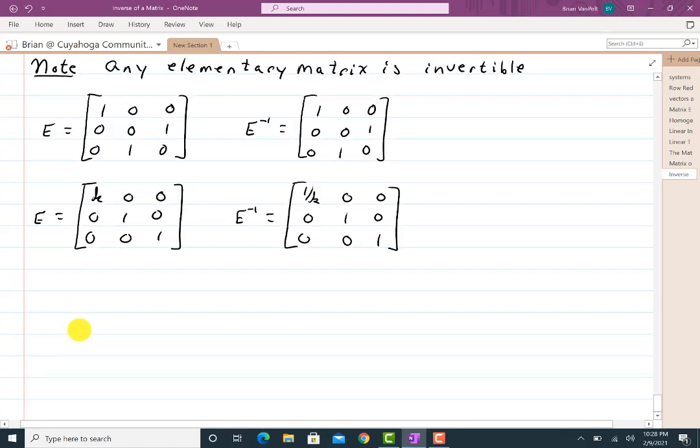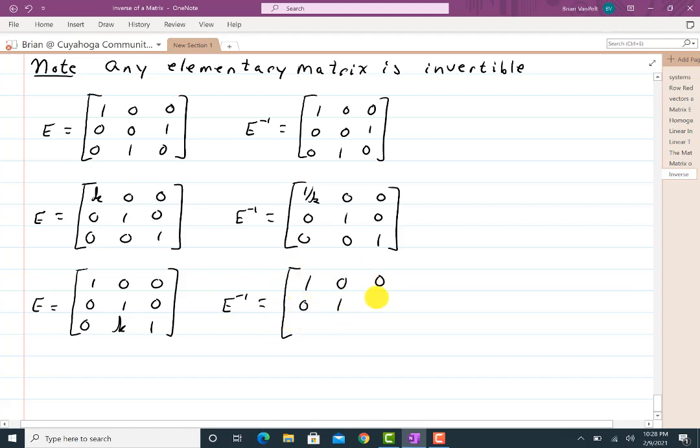And what was our last one, where we take a multiple of one row and add it to another row? So let's say I had 1, 0, 0, 0, 1, 0, but I multiplied row 2 by k and then added it to row 3. The inverse for this was a little bit strange. The inverse was identical, actually, in nature, except we would add the negative of row 2 to row 3, and that actually is the inverse. So each of these matrices is invertible.